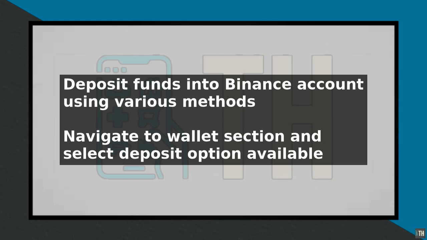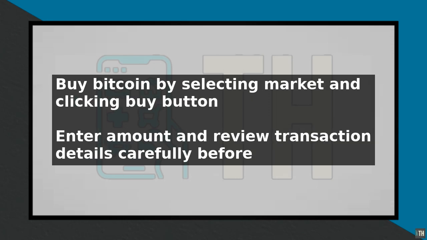It is essential to note that buying Bitcoin on Binance is subject to market volatility and risks. The value of Bitcoin can fluctuate rapidly, and you could lose some or all of your investment. Therefore, it is crucial to do your research, set a budget, and never invest more than you can afford to lose. In conclusion, buying Bitcoin on the Binance app is a straightforward process that requires some basic knowledge and caution.